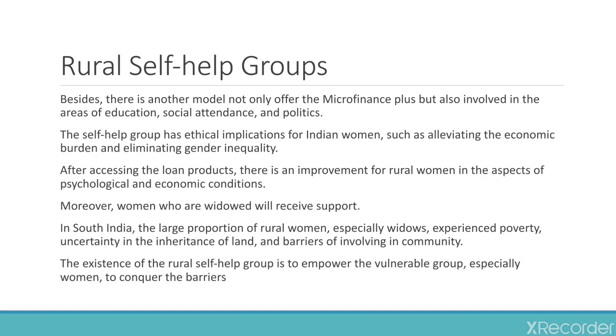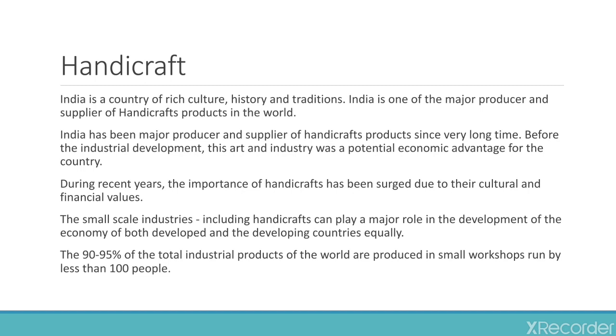In South India, a large proportion of rural women, especially widows, experience poverty, uncertainty in the inheritance of land, and barriers to involvement in the community. The existence of rural self-help groups is to empower the vulnerable group, especially women, to conquer these barriers.